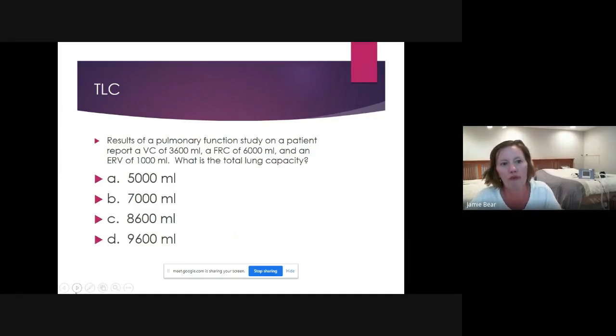Okay, results of a pulmonary function study on a patient report a vital capacity of 3,600 mL, a functional residual capacity of 6,000 mL, and an ERV of 1,000 mL. What is the total lung capacity?